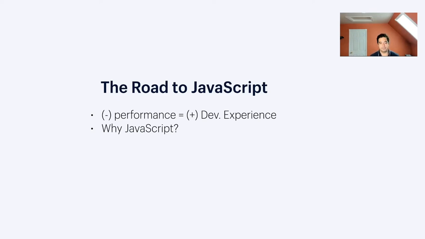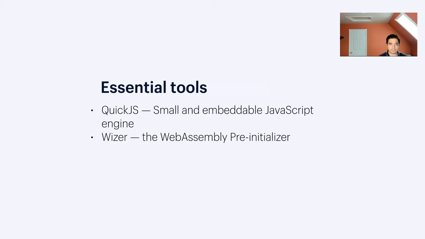Aside from that, JavaScript has good tooling and a good ecosystem. In order to make JavaScript possible in our platform, we had to rely on two essential tools. The first one is QuickJS, which is a small and embeddable JavaScript engine. This means that it's performant in environments that don't support just-in-time optimizations, like WASM. So that was one of the main reasons why we chose it.